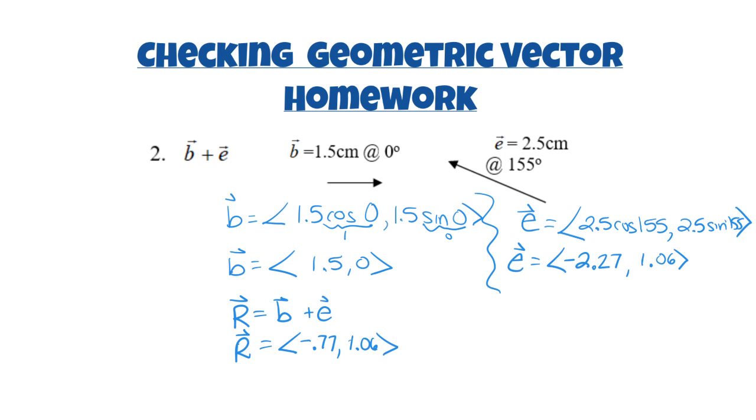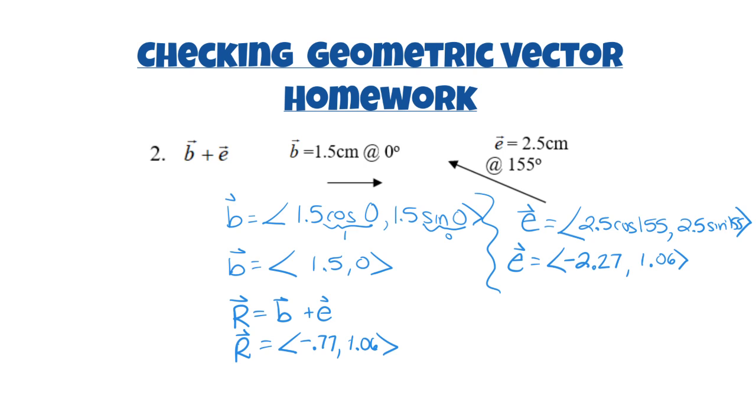Now, here's the deal, though. That's what the resultant would be, but that's not how you made your answer. Your answer looked like geometric vector format, and so I have to do the same thing. This is great for my resultant if I wanted it in component form, but I want to know the magnitude and the direction. So first thing I'm going to do is take those numbers and run them through my magnitude formula.